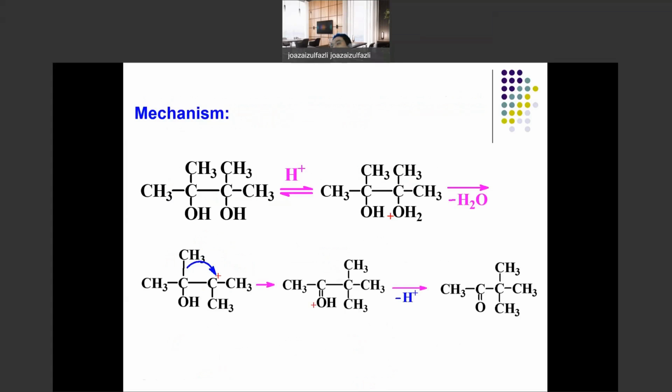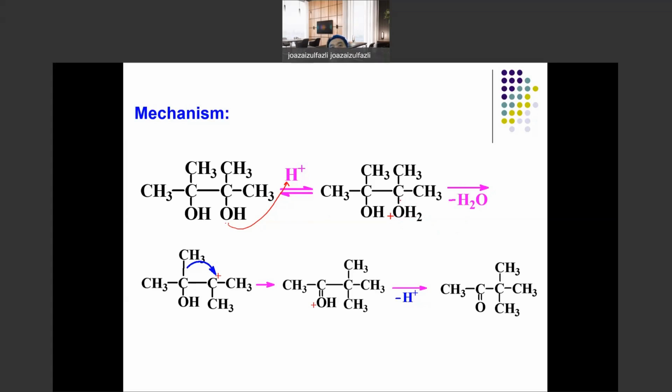In terms of mechanism, if you are asked to give a mechanism, first you must show the movement of electrons. That's a mechanism. The first step is a protonation. You need to show the movement of 2 electrons to take a proton, the H plus, and then to form a positive charge.